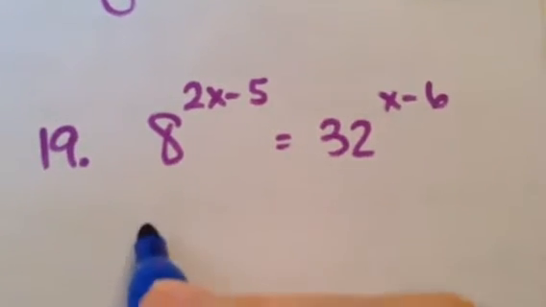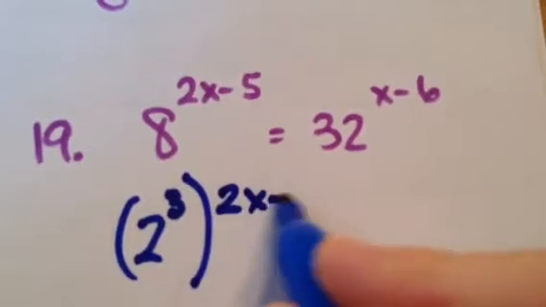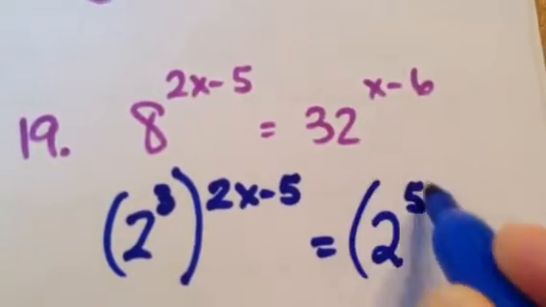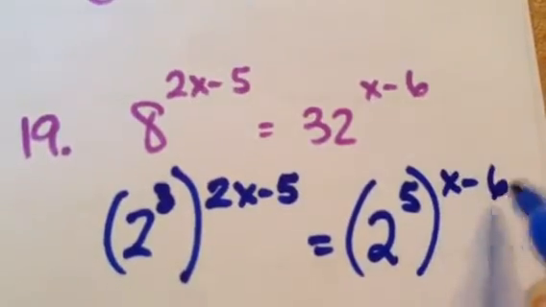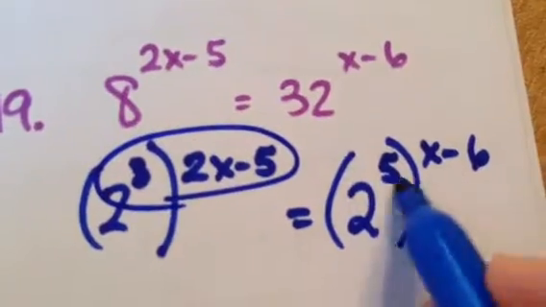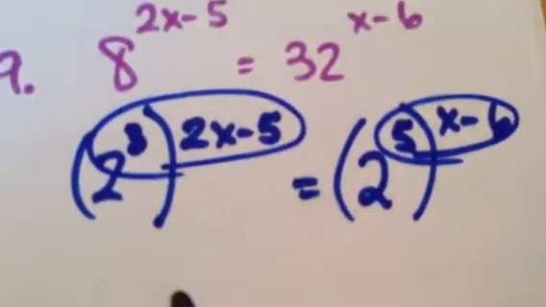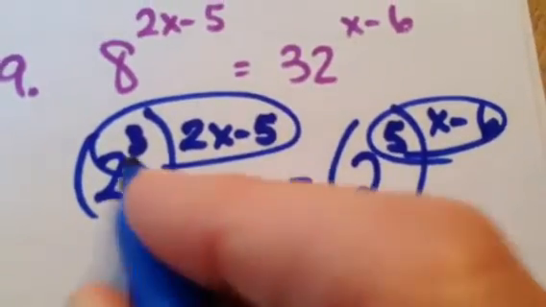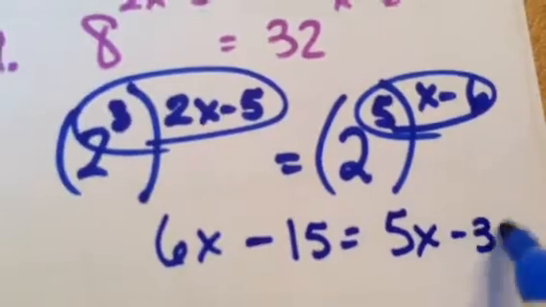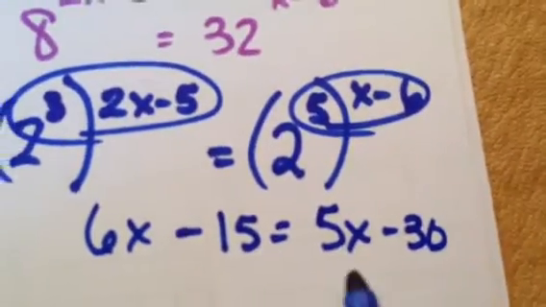And I happen to know that 2 to the 3rd is 8. So I've got that, and it's still 2x minus 5 up here in the exponent. I know 2 to the 5th is 32. And here's my exponent. My bases are the same and they're equal, therefore these exponents are also equal. Now remember what you do with these, you multiply them in, so that's going to give me 6x minus, let's see, 3 times 5 is 15, and that's going to give me 5x minus 30. Remember, you have an exponent raised to an exponent, you can multiply them together.